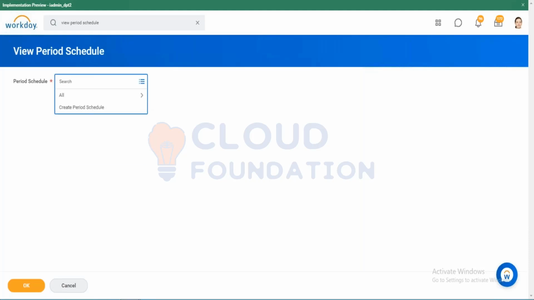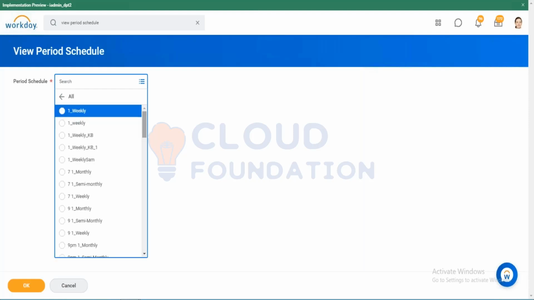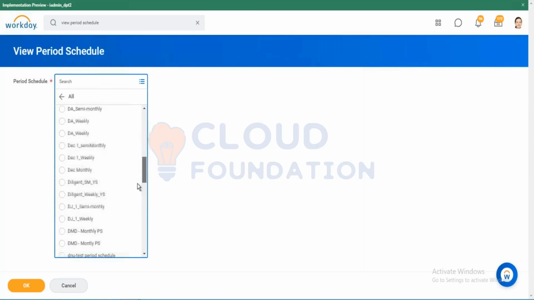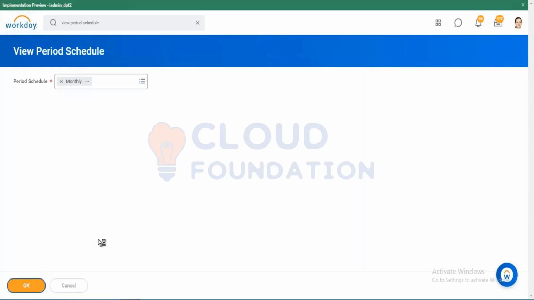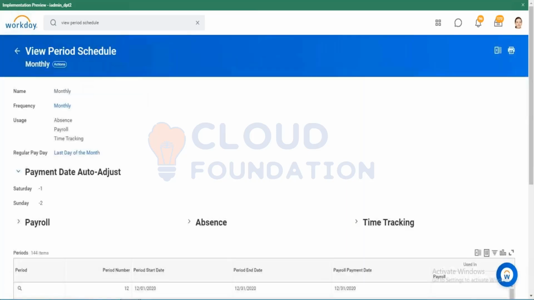Also in integrations too, when the time blocks are getting integrated with the system, how things work. So let's open any of the period schedules where time tracking is implemented. Let's open the monthly and see whether time tracking has been implemented or not. Great. Whenever you will be creating a period schedule, let's also create one period schedule.